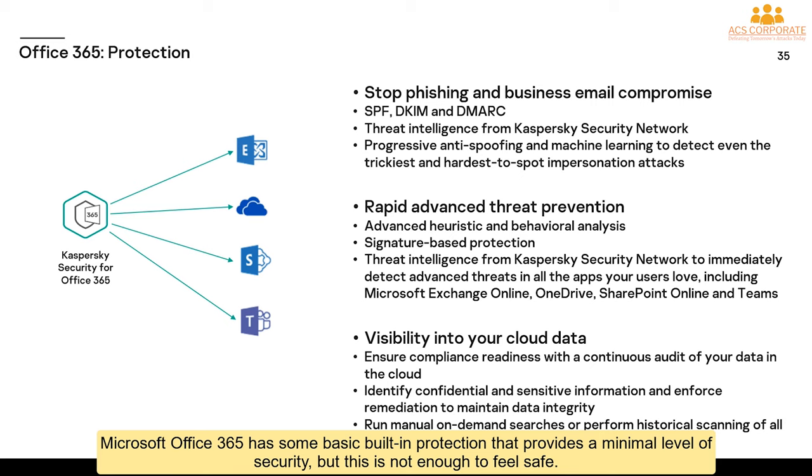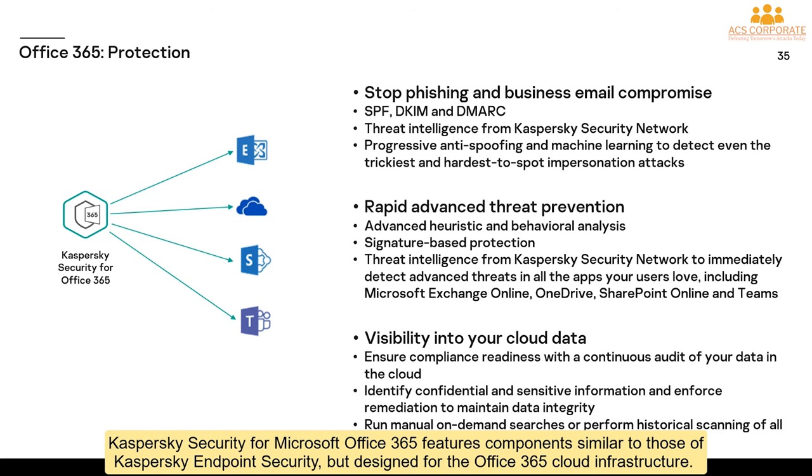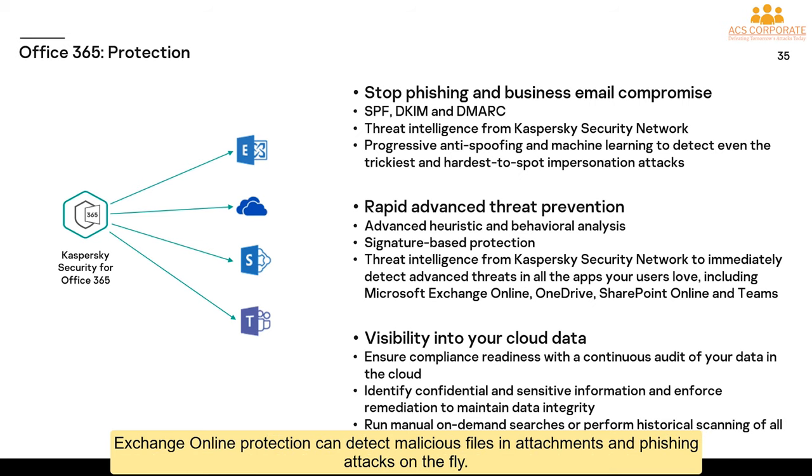Microsoft Office 365 has some basic built-in protection that provides a minimal level of security, but this is not enough to feel safe. Kaspersky Security for Microsoft Office 365 offers advanced protection against phishing, ransomware, spam and business email compromise. Kaspersky Security for Microsoft Office 365 features components similar to those of Kaspersky Endpoint Security, but designed for the Office 365 cloud infrastructure. Exchange Online Protection can detect malicious files in attachments and phishing attacks on the fly.